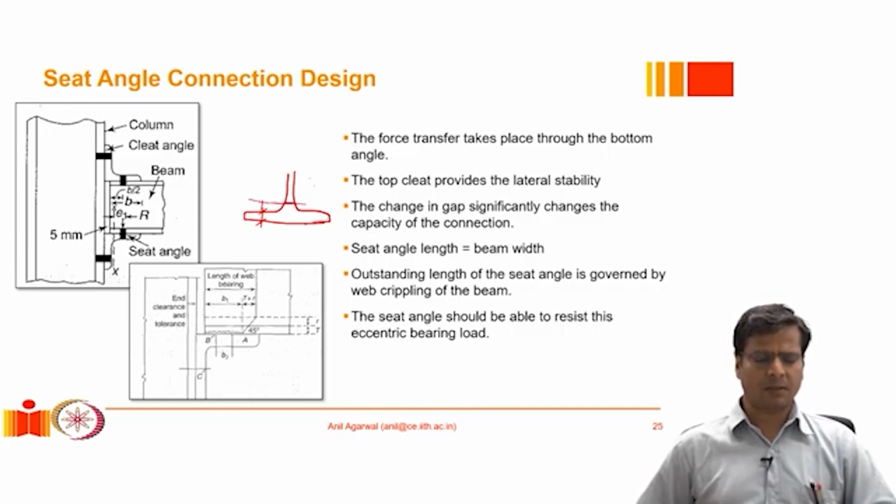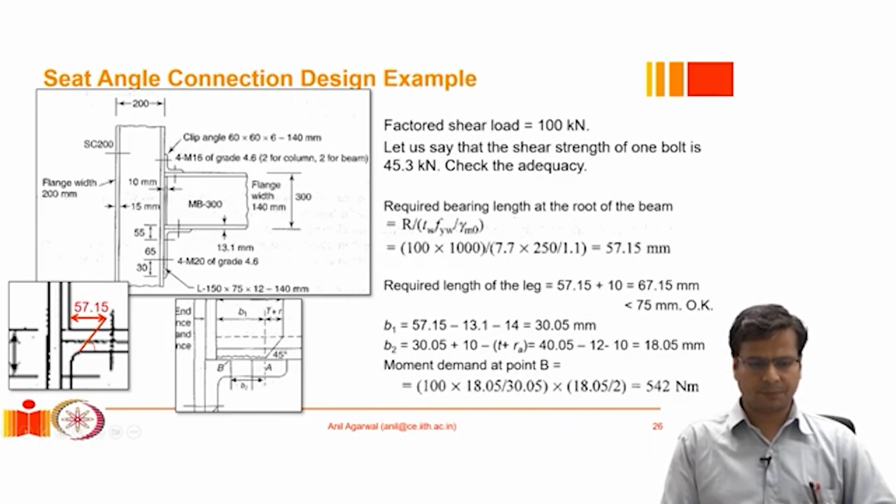So T plus R is the initial portion, after which the cross section in the web is the smallest, and that is where we will have the highest stresses developing. So we should look at the possibility of crippling failure of the beam web in this cross section. So these are the three primary limit states that we need to design it for. Okay, so we should be able to design the angle to resist this load, and we should be able to make sure that the web does not cripple under this concentrated force at this location.